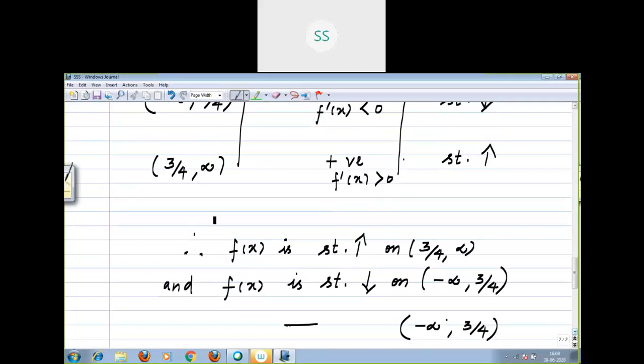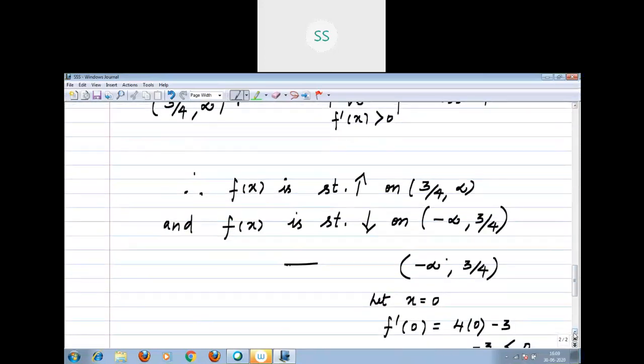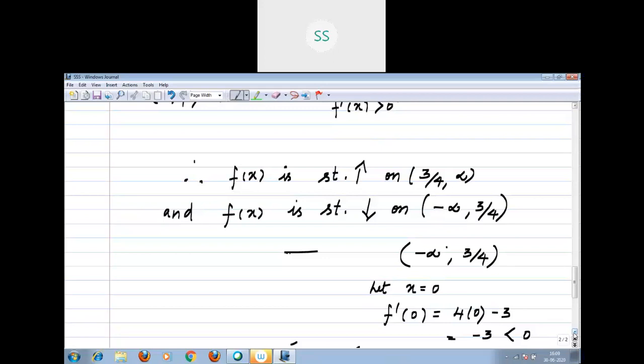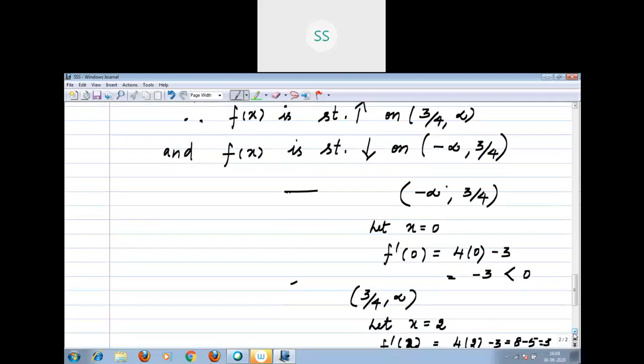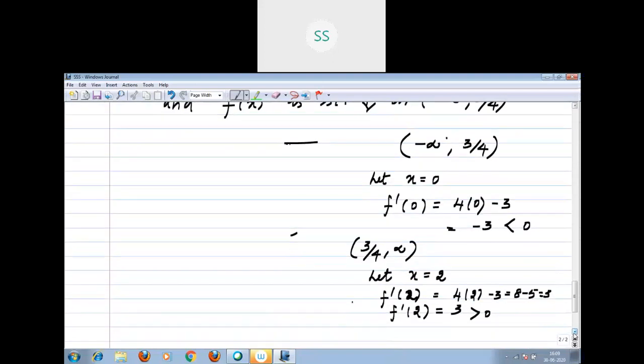For your understanding purpose, for the interval minus infinity to 3 by 4, I selected the value as 0. If you want, you can select any value, negative also you can select. If I select x is equal to 0, I arrived that the derivative is negative, so less than 0. Here I selected x is equal to 2. I arrived at a positive number, strictly increasing. So what we gave as a conclusion is 100% correct, right? To find the interval, you have to equate the derivative to 0. I hope you people understood.